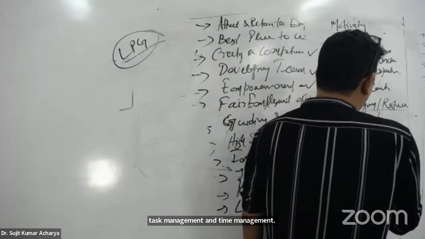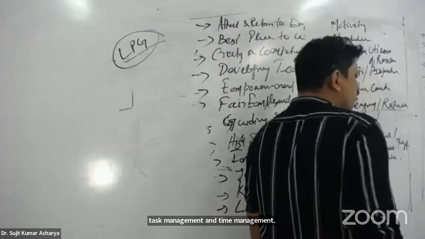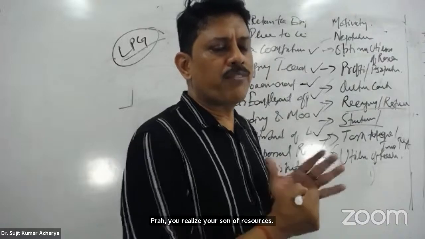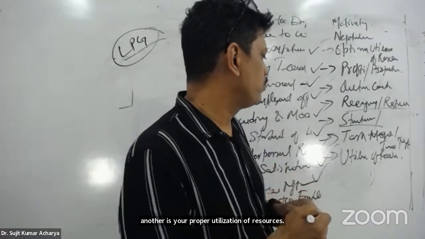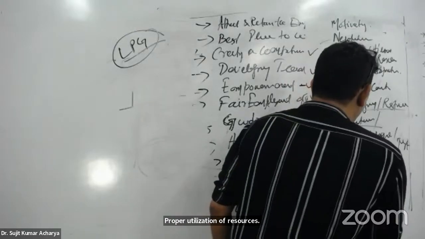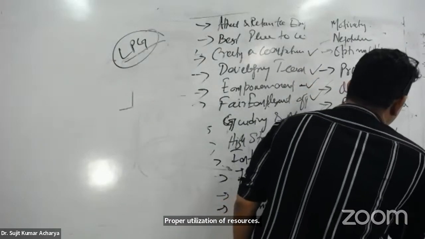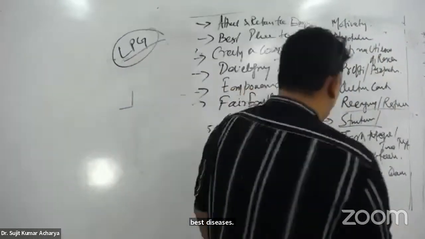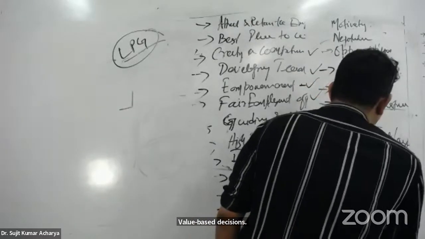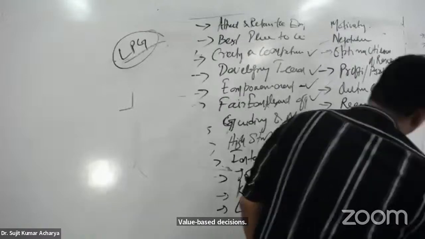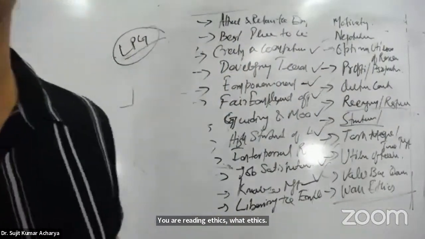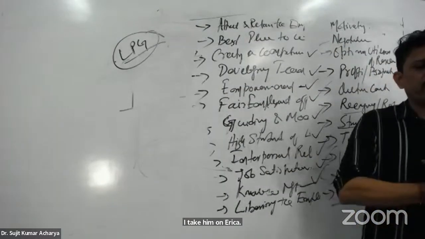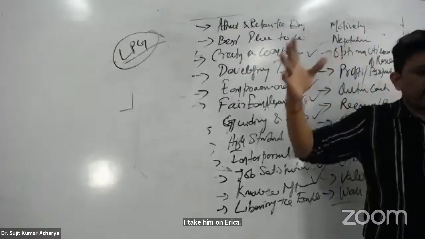Proper utilization of resources. Another is your proper utilization of resources. Value-based decisions. You are reading ethics, work ethics. These are the activities, keep them in mind. Did you understand? So these are the different activities basically, the last one.